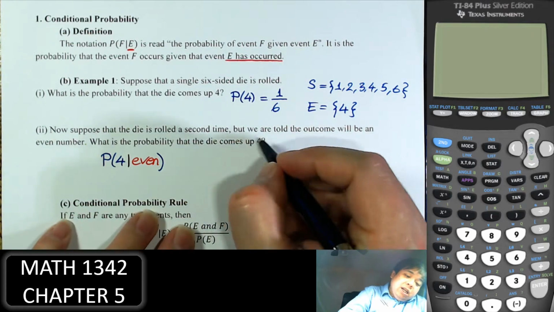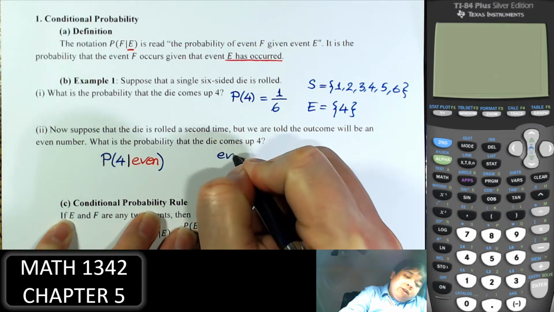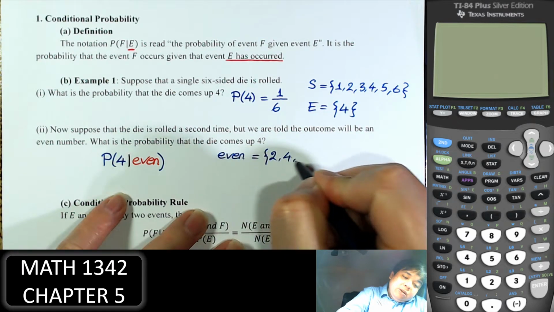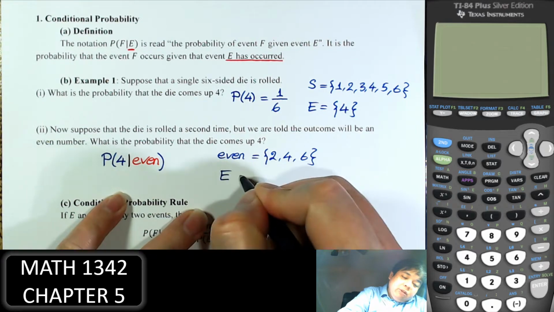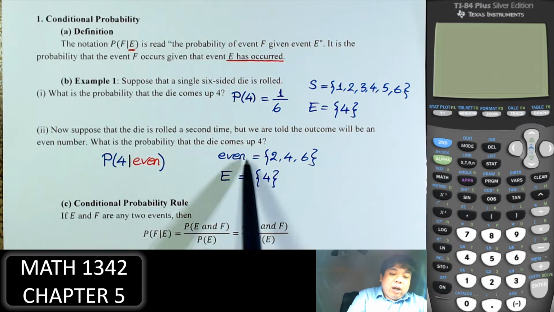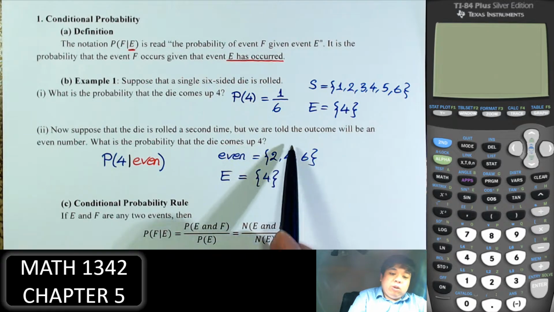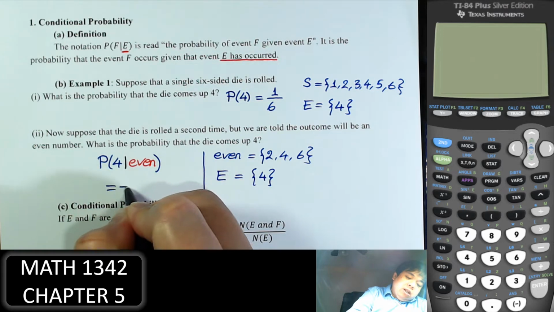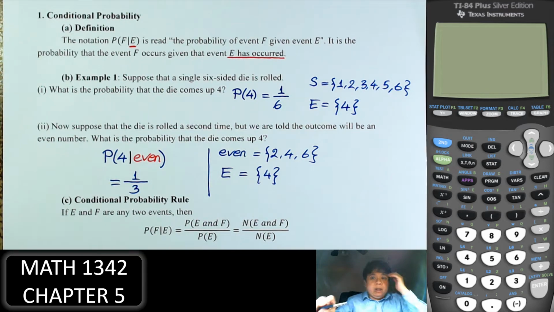Now in this case, the sample space is still that, but we know that it's going to be even. So the event of getting even is 2, 4, and 6. And out of those, the probability of getting a 4 is just 1. So if we know that it is an even number, we only choose 1 out of 3 even numbers. So the probability of 4 given that it is an even number is 1 out of 3. So that is conditional probability.